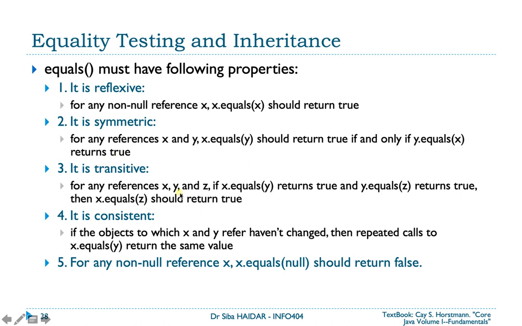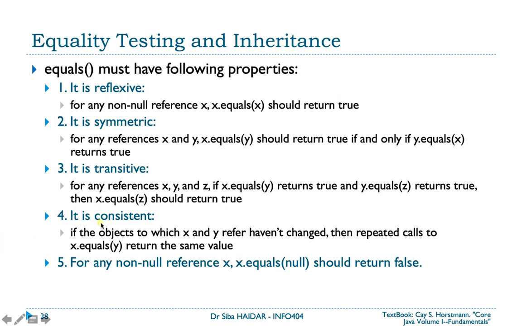It must not give me a surprising answer of false. How can x equals y and y equals z, and then x with z, they are different? This is not logical. So this is a contract. You cannot invent your own equals just because you are inventing your own class. If you do so, you are not a good Java programmer.